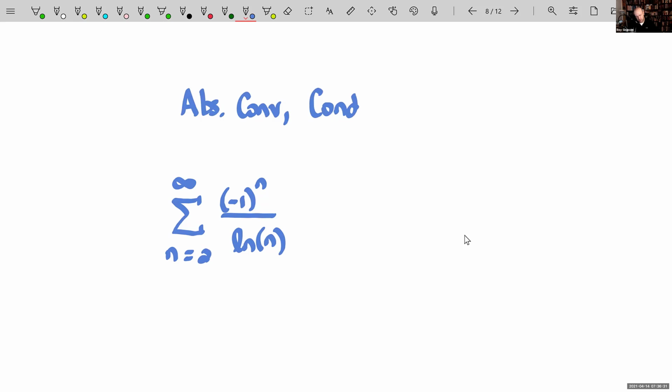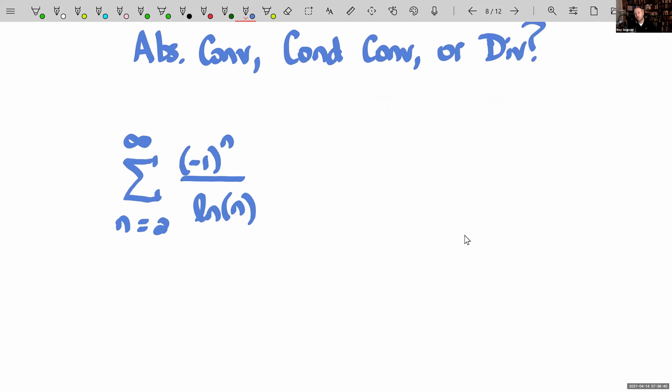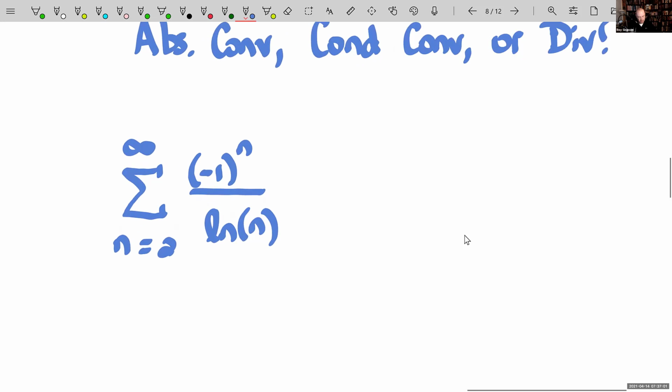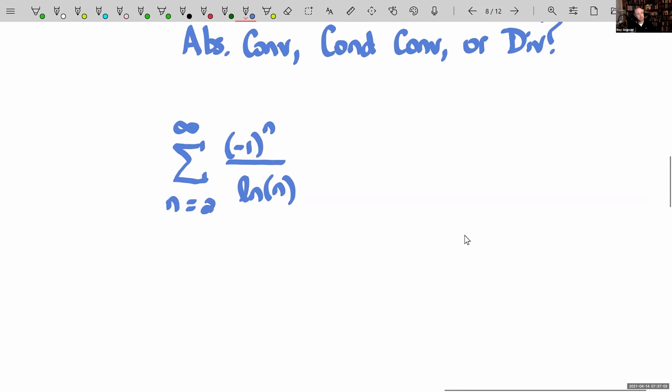conditionally convergent or divergent. There's the series. Does it converge absolutely? Does it converge conditionally? Or is it just divergent? I can tell you right now, it's not divergent. The reason why is it's an alternating series. It's decreasing and the limit of 1 over natural log of n is tending to 0. So I happen to know that the series as written totally does converge. Okay. But let's go ahead and test for absolute convergence.